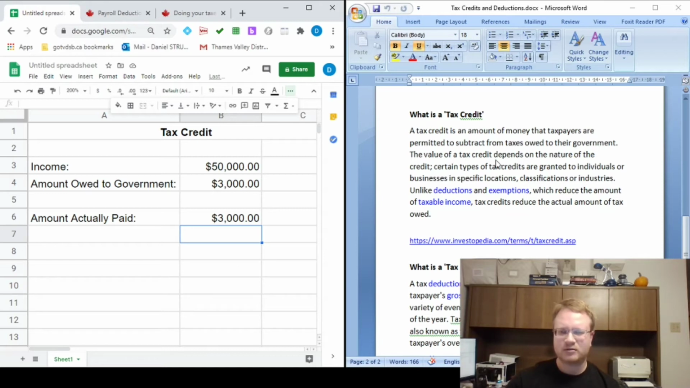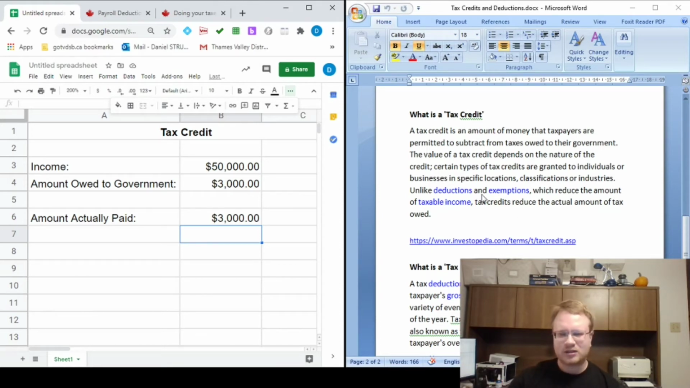The value of a tax credit depends on the nature of the credit. Certain types of tax credits are granted to individuals or businesses in specific locations, classifications, or industries. So sometimes, in order to convince a business to come to their town, a community might say, we will give you a tax credit. So you bring industry here, you do business here, you employ the people that live in this community, and in exchange, we'll take $100,000 off of what you owe in taxes.